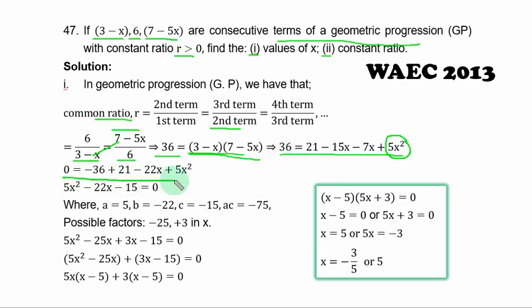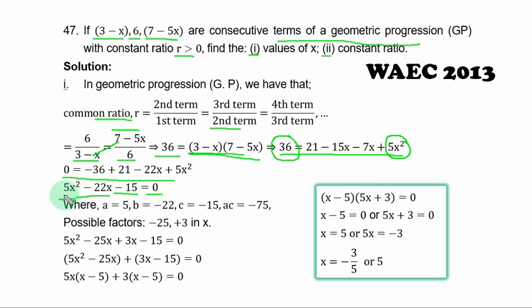So let's take the terms going by the highest power of s. So you have 5s squared minus 22s minus 36 plus 21, that is minus 15, equal to 0. You know, if you transfer this term to the right, it becomes negative. So we have a quadratic equation.